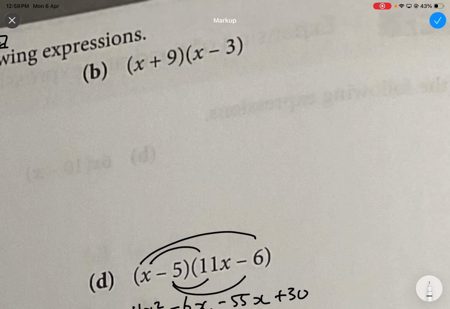Why are you thinking about multiplying? Minus 3x plus 9x. Minus 3 apple plus 9x. It is just plus.